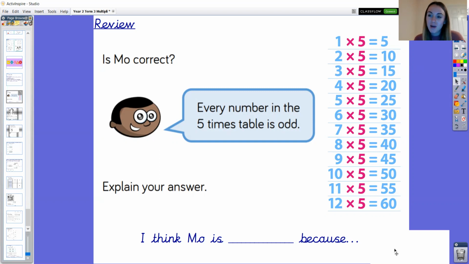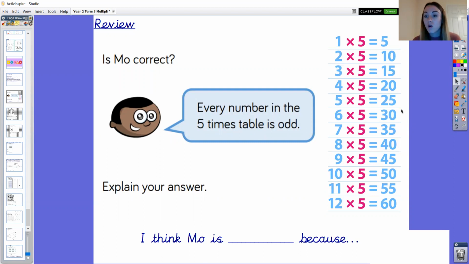Well done, Year 2. I'm really proud of you for explaining your mathematical thinking. So I'm going to share my thinking with you now. So I think Mo is incorrect because there are odd and even products. So we know each product ending with 5 ones is odd because it cannot be shared equally between 2 equal groups. Whereas every 2-digit number with 0 ones is even because it can be shared between 2 equal groups.